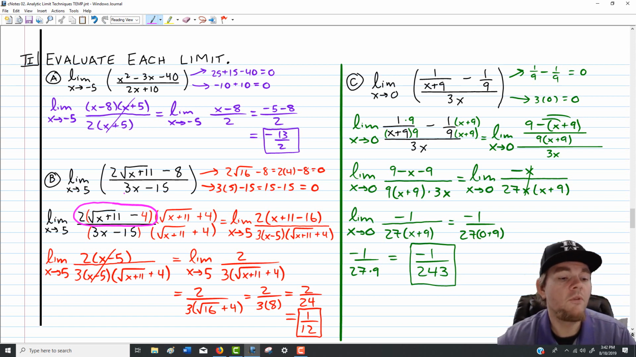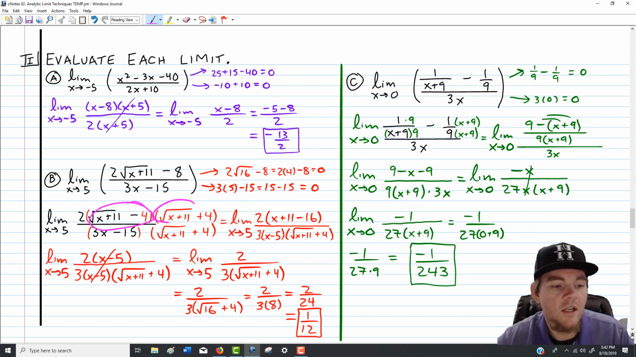I factored out a 2 before I started, and then I let my conjugate be the conjugate of square root of x plus 11 minus 4. That way it just cleaned things up a little bit. I just had an extra factor of 2 to carry around. It's just easy for that to cause problems. So be on the lookout if that was something that maybe happened, that could have been an issue for you as well. And again, the answer was 1/12.